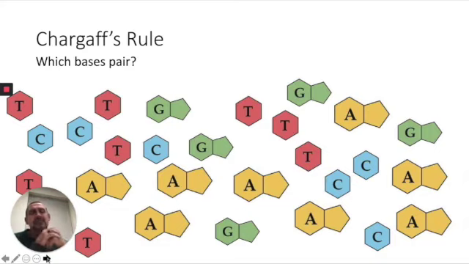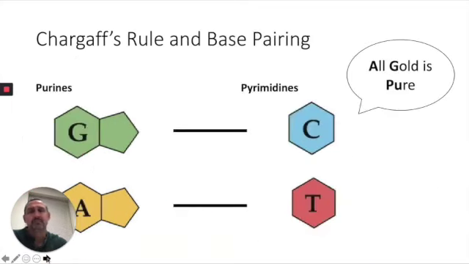So count the number of T's, for example. So 1, 2, 3, 4, 5, 6, 7, 8 T's, 8 thymines. Well, if there's a pair, that means there's 8 of something else. So what else is there a pair of? What else is there 8 of? In this case, there's 8 adenines, A. So A's and T's pair, C's and G's pair. And that's kind of how he figured it out.